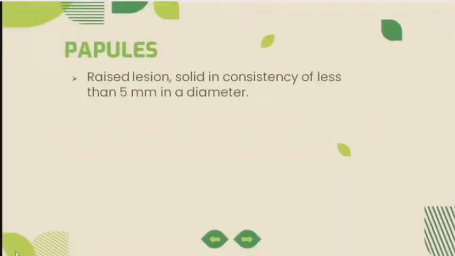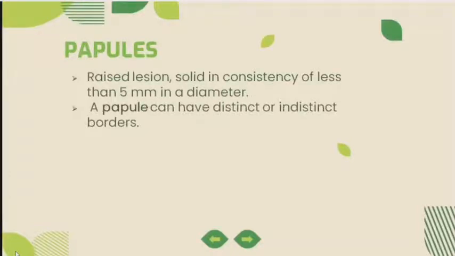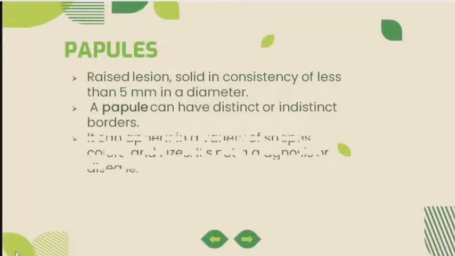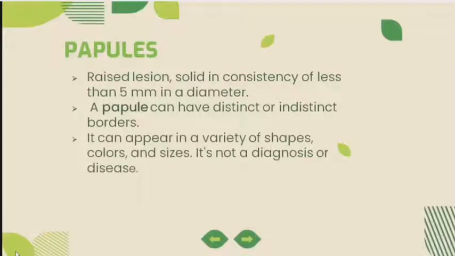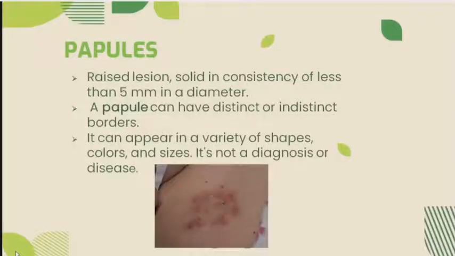Papules are raised lesions, solid in consistency, less than 5 mm in diameter. A papule can have distinct or indistinct borders. It can appear in a variety of shapes, colors, and sizes. It is not a diagnosis or disease.